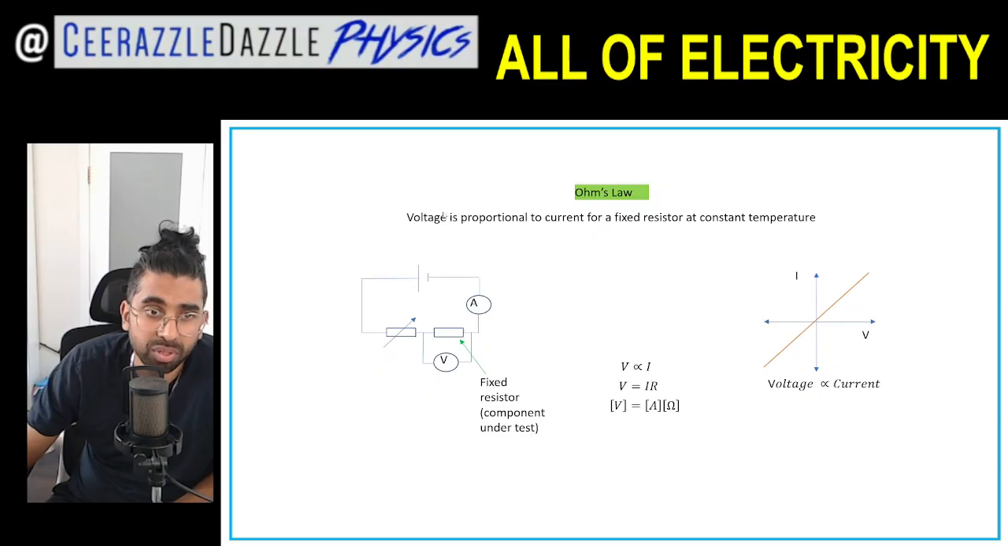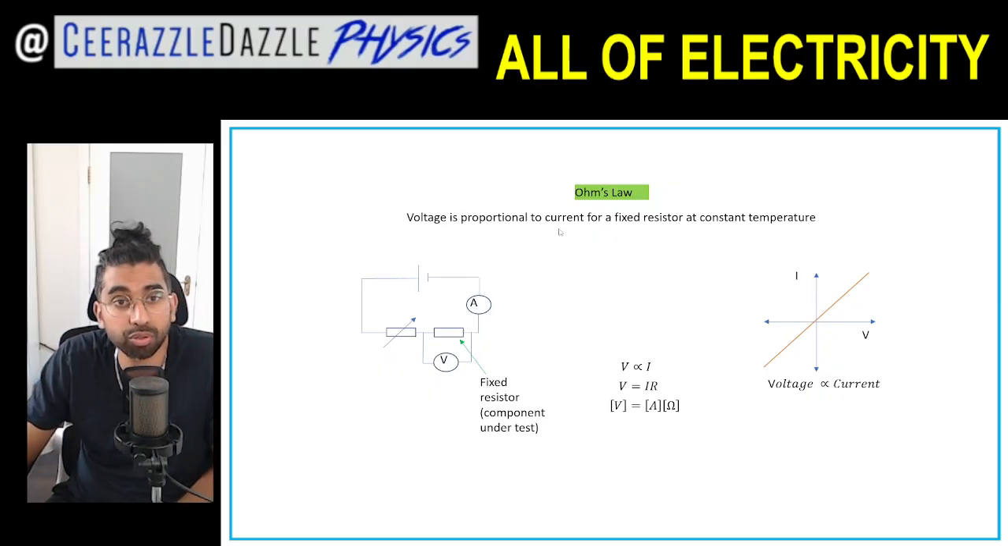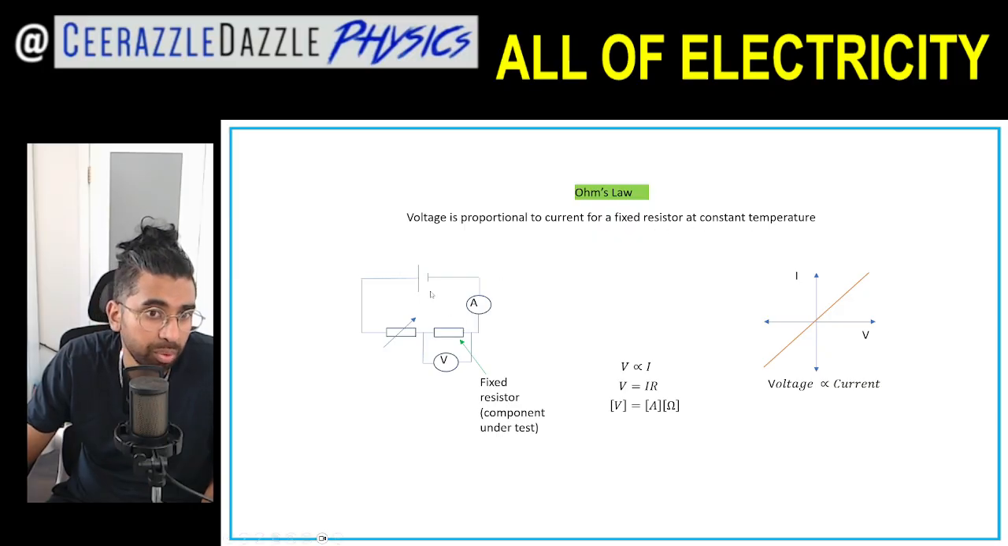Ohm's law. Ohm's law states that the voltage is directly proportional to current for a fixed resistor at constant temperature. So for example, if we were to put a fixed resistor in a simple circuit with a variable resistor, having an ammeter and a voltmeter connected around it, we'd be able to obtain the following results: that voltage is directly proportional to the current, provided that the resistance is constant. So V is equal to IR.